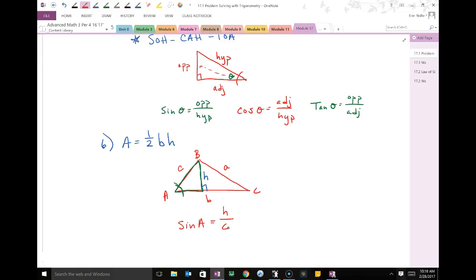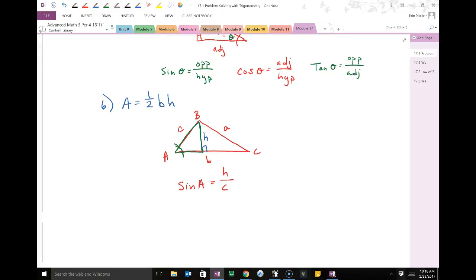Okay, so if I solve for H, how would you algebraically do that? Just simply multiply by the C, right? So would everybody agree that H is equal to C times the sine of A? Feel good about that?